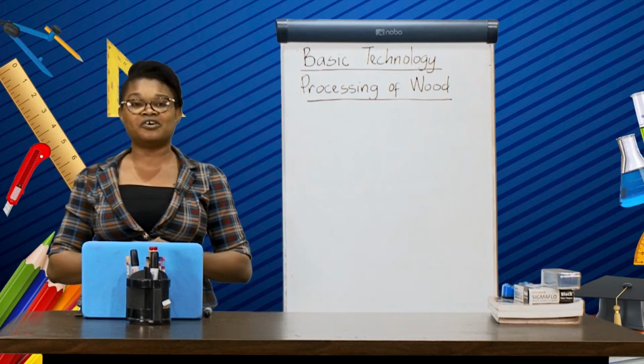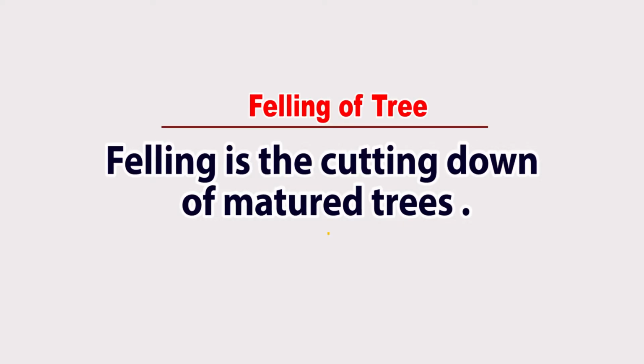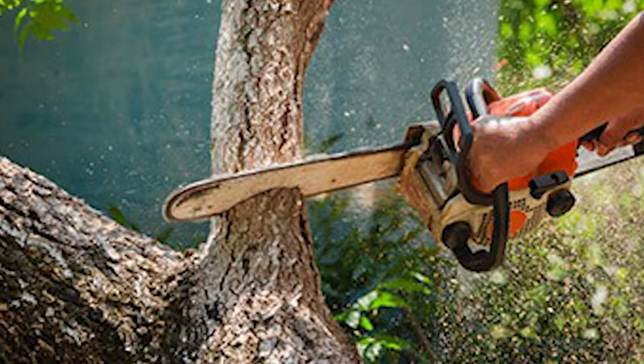Now, we move on to the first one, which is the felling of trees. Felling simply means cutting down matured trees. Felling means what? Cutting down matured trees. And what do we use to cut down? A power chainsaw, as you can see in the picture you have on the screen.